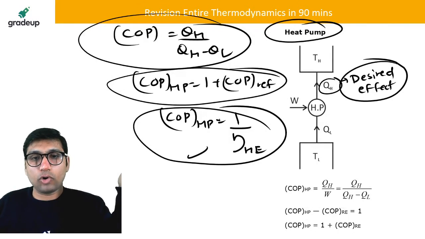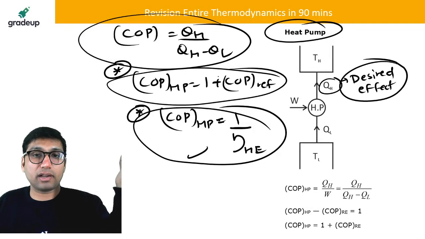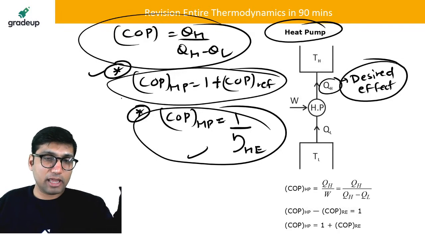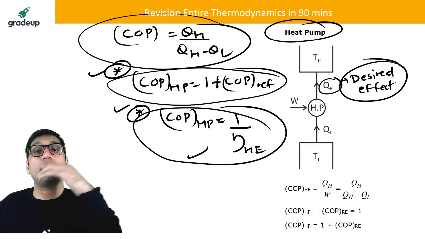COP of heat pump is equal to 1 by efficiency of the heat engine. It is a very, very important relation. And COP of heat pump is equal to 1 plus COP of refrigerator. These two relations are very, very important, especially for solving the numericals of second law of thermodynamics.